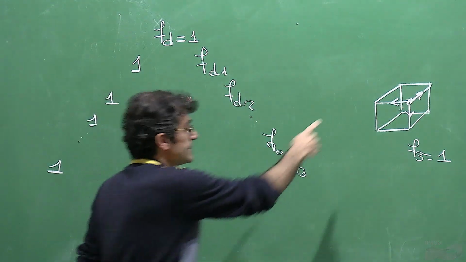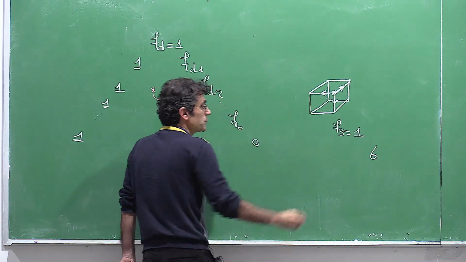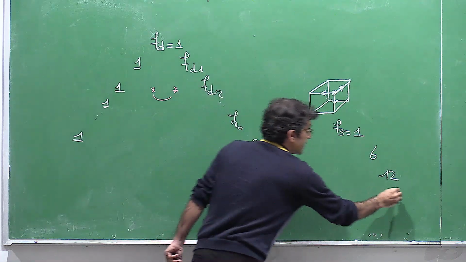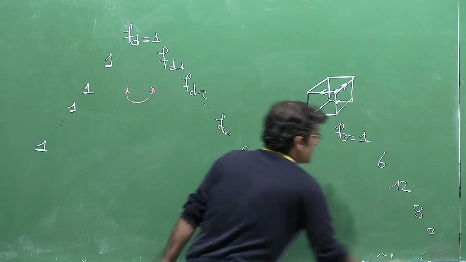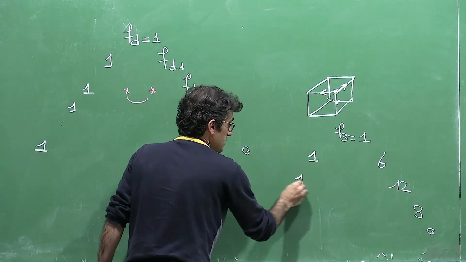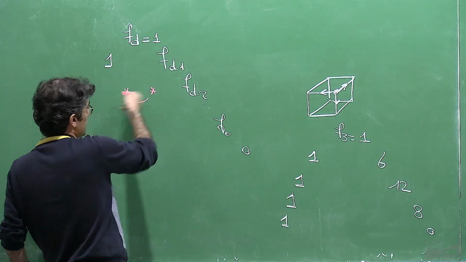I have 6 two-dimensional faces, 12 edges, and 8 vertices. And I put a 0 here. Then I put 1, 1, 1, 1. And now I transform this using the difference.